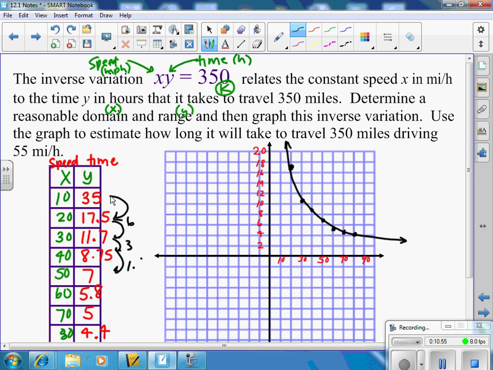So if we want to use the graph to estimate how long it's going to take to travel 350 miles if we're going 55 miles per hour, 55 would be about right here. And if I trace that on over, it's going to be somewhere a little more than 6. Could have very well used this table also. Somewhere about 6 hours.